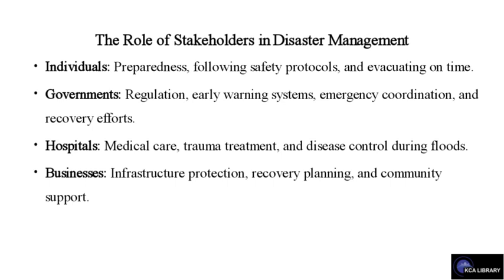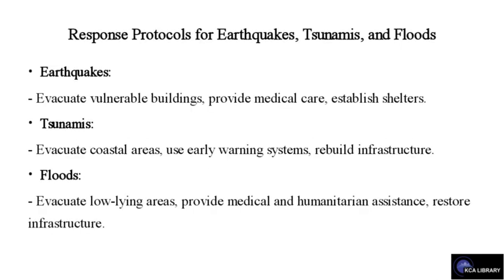Now, for businesses, there should be infrastructure protection. These companies around where this natural disaster occurs should have infrastructure protection. There should also be recovery planning and community support for the individuals that are affected by this. Now, these are the roles of the stakeholders in disaster management in the case of natural disasters.